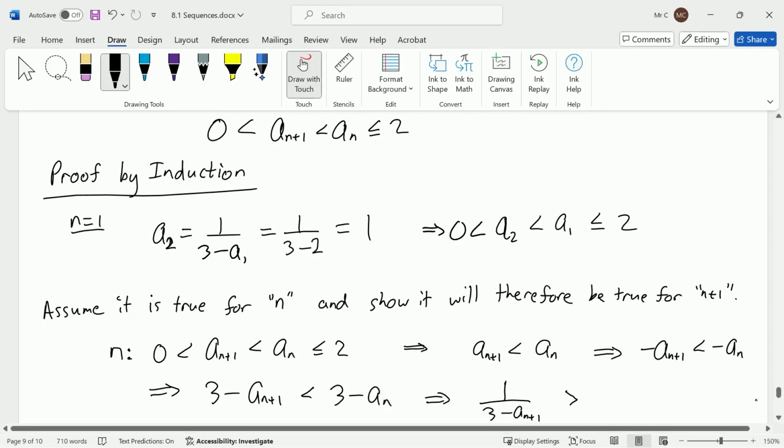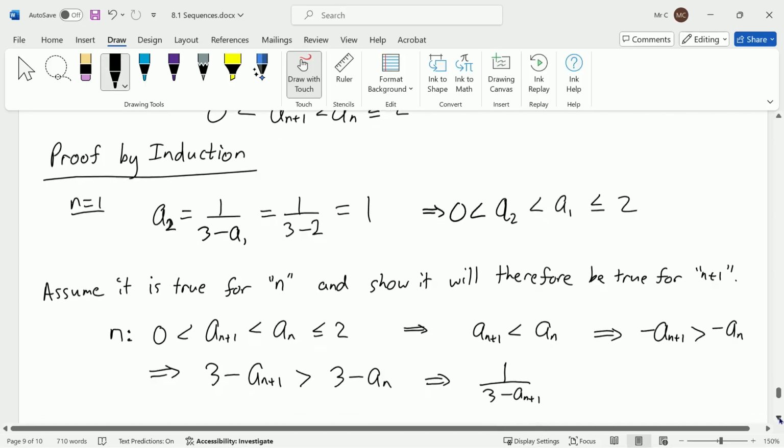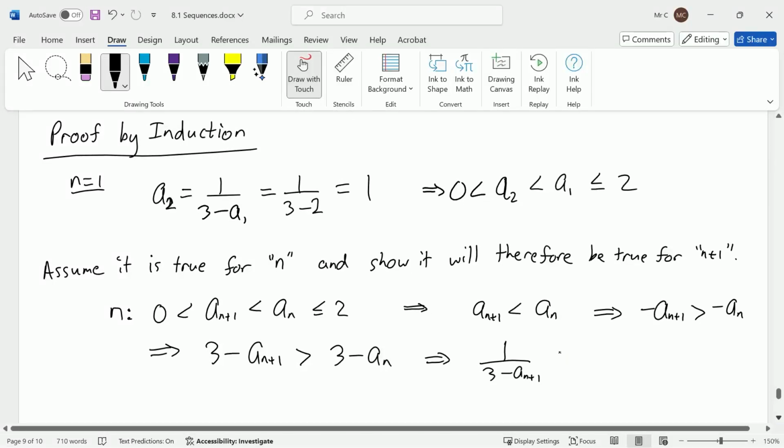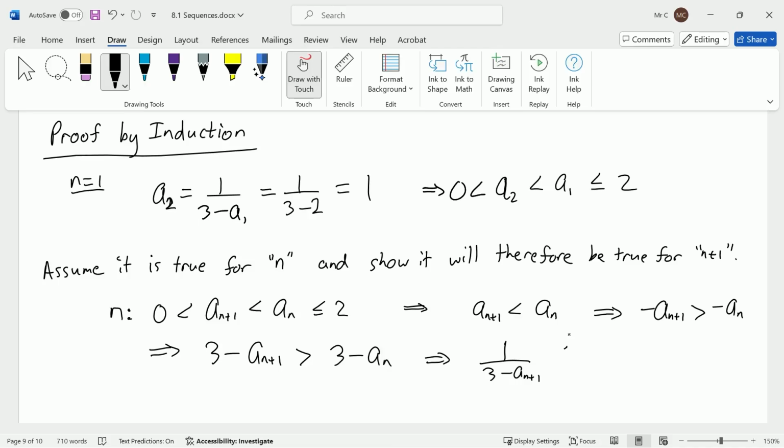Oh, wait a second, hold on. I didn't flip my inequality when I made these negative, so that's all messed up. Let's try that again. When I multiplied by -1, my inequality needed to flip. And now, since I am taking the reciprocal of both sides, that also flips our inequality. Like, for example, if 5 is greater than 3, 1/5 is smaller than 1/3. So 1 over 3 minus a sub n plus 1 is less than 1 over 3 minus a sub n.